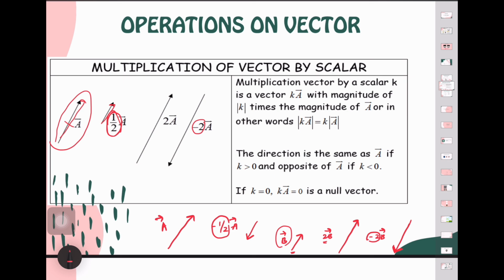Okay, so awak kena tahu, kita boleh darab kita punya vektor dengan apa-apa skala. Okay, kalau skala tu positif, dia akan mempunyai direction yang sama. Tapi kalau skala kita negatif, less than 0, kita akan mengubah direction kita punya vektor kepada opposite direction. Okay, so that one is the multiplication of vector by scalar.